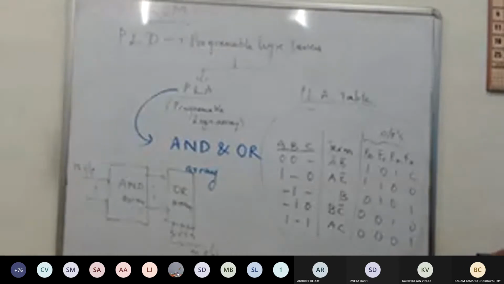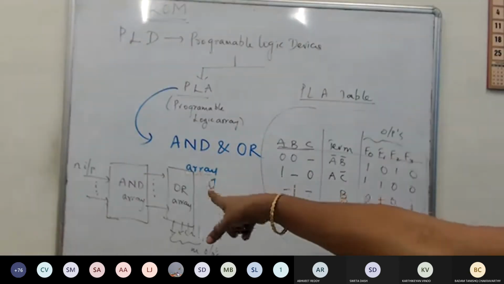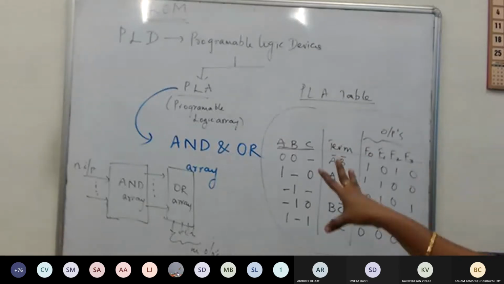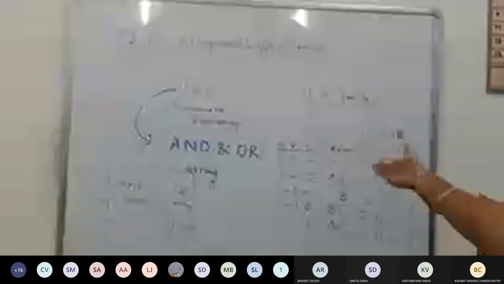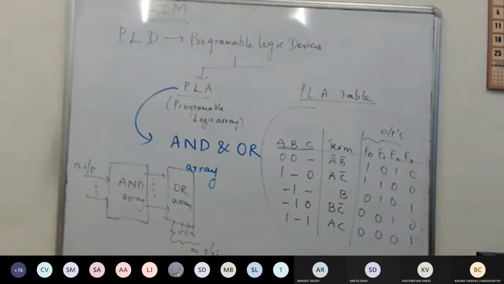Can I utilize? Since I have a big AND array. In fact, I have 3 inputs and 3 inputs in both combinations, and I have some 8 AND gates available, and OR gates are also available to me. Can I program something else instead of this? That means, can I connect another circuit? Can I connect any circuit? Other circuit?